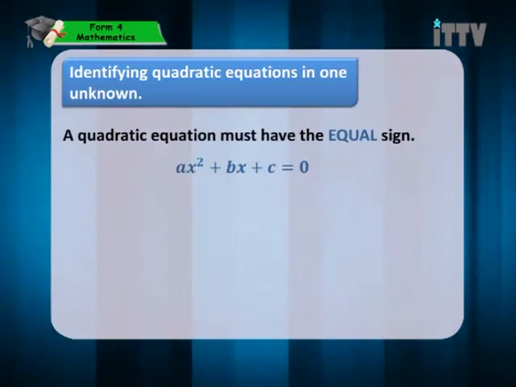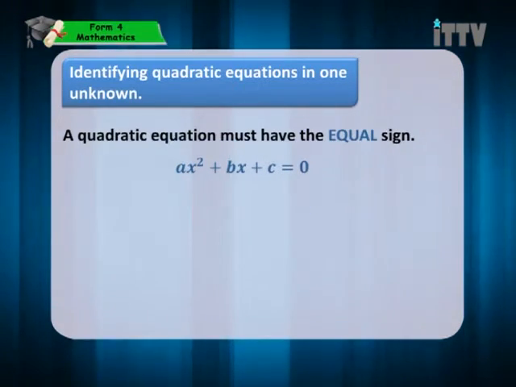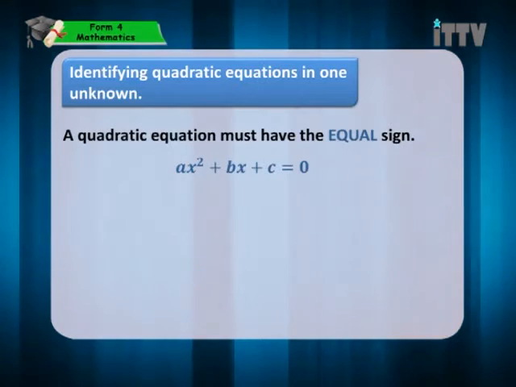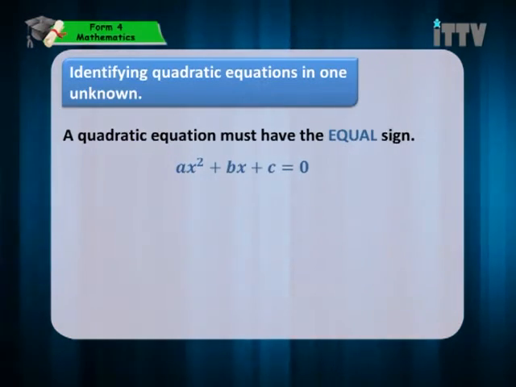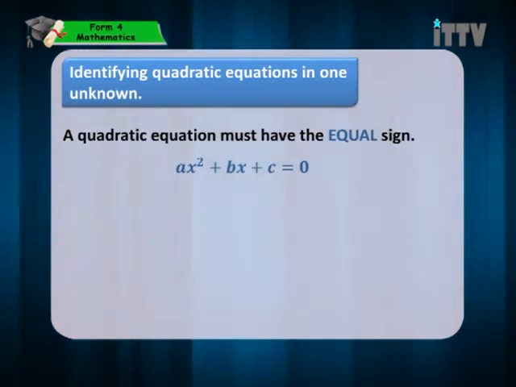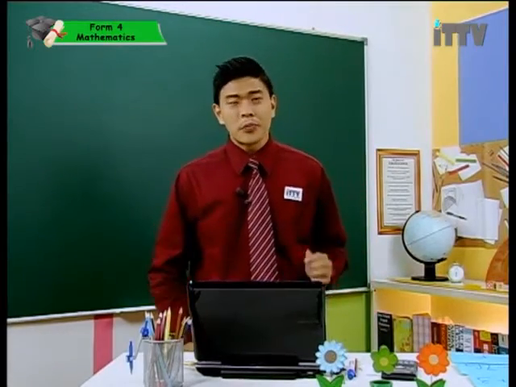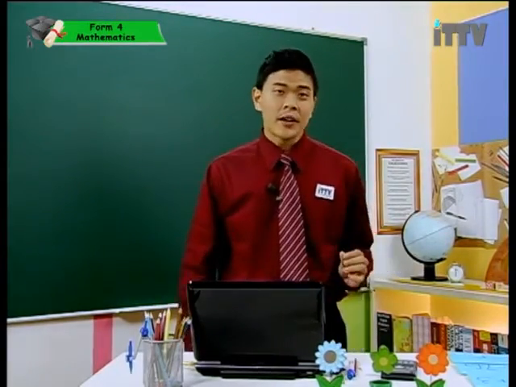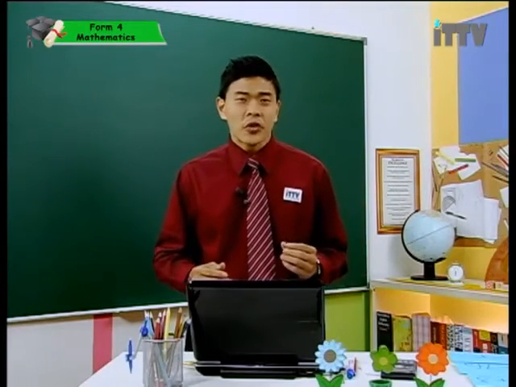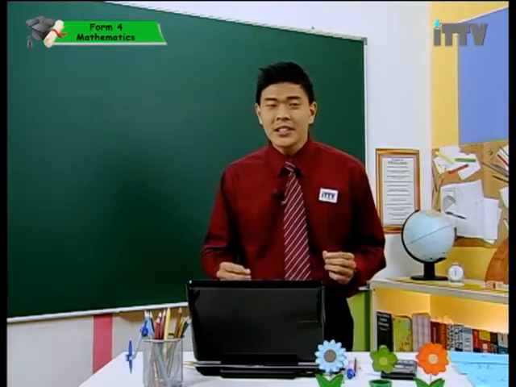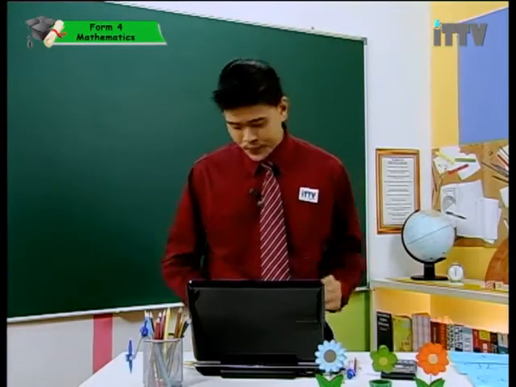Identifying quadratic equations in one unknown. A quadratic equation is an algebraic equation that contains only one variable and the square of the variable, or the highest power of the variable, is 2. So it's very simple. The key word here is quadratic. And the difference between an expression and equation is the word itself. But just to check on a few things, the quadratic equation, the unknown, has the highest power of 2.